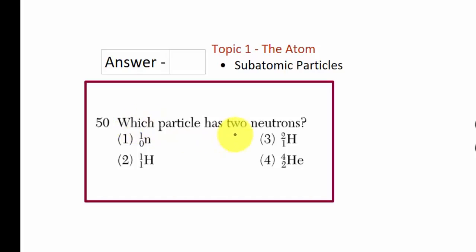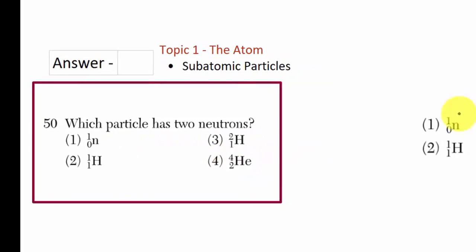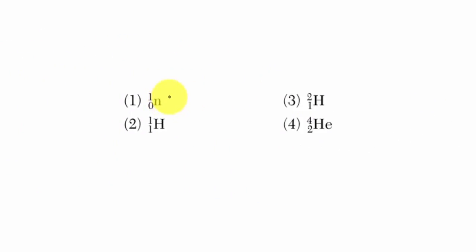And question number 50. Which particle has 2 neutrons? We have 4 particles represented in the answers here. Let's analyze them. Well, answer number 1 is a neutron. So a neutron doesn't have 2 neutrons. It is a neutron. Answer number 2 is a hydrogen atom. If the mass is 1 and it has an atomic number of 1, 1 minus 1 equals 0. This has no neutrons, so that's not the right answer. Our third response has a mass of 2 and it has an atomic number of 1, so to get the neutrons we subtract the atomic number from the mass. 2 minus 1 equals 1. That is not our answer either.